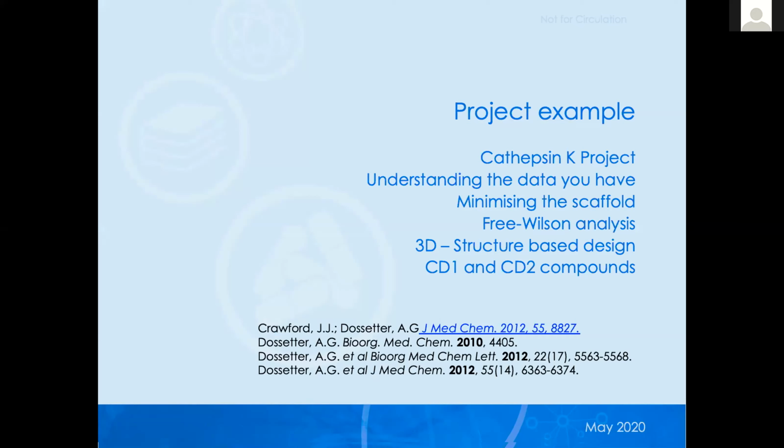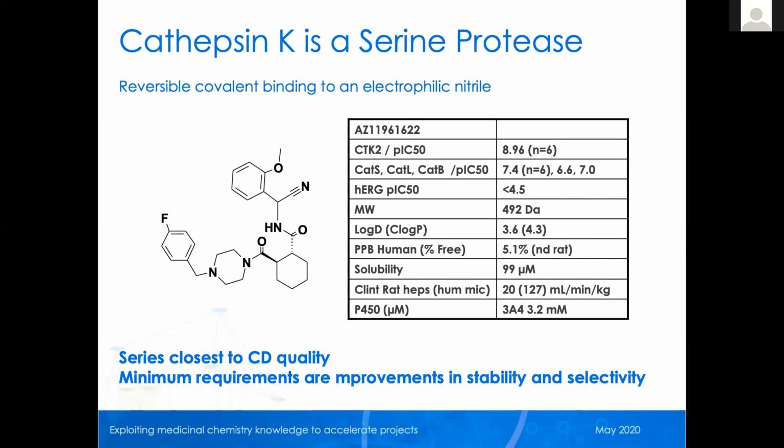project example of cathepsin K. This was a structure-based design project. We had fantastic crystals, so it was perfect for 3D design. And we had a pretty awesome start point straight out of screening, which was a fairly active compound. Selectivity could have been improved. We were already a high molecular weight, and we had clearance problems. So a good few things to fix, but nonetheless, it was quite good.